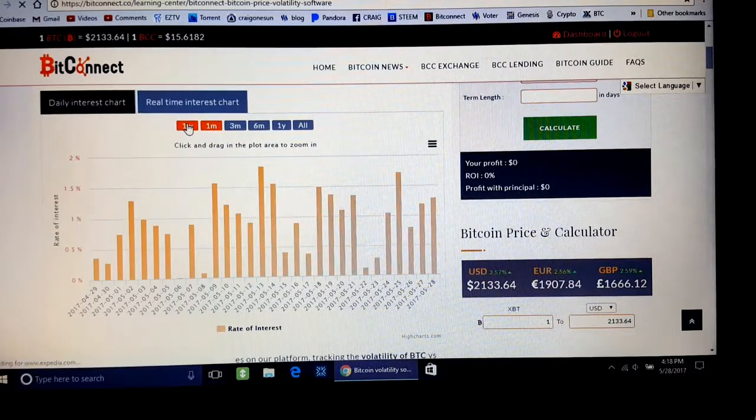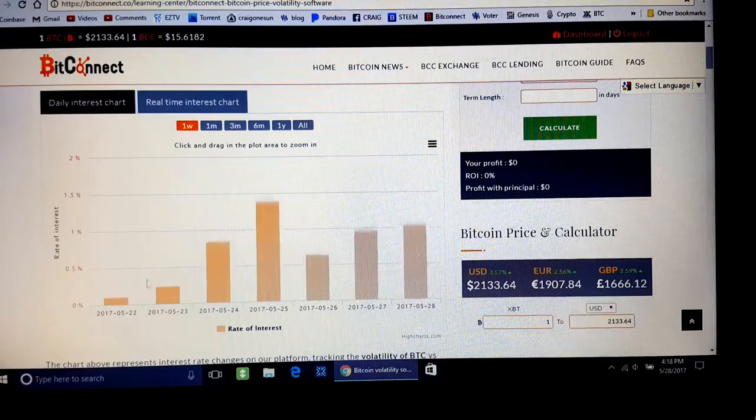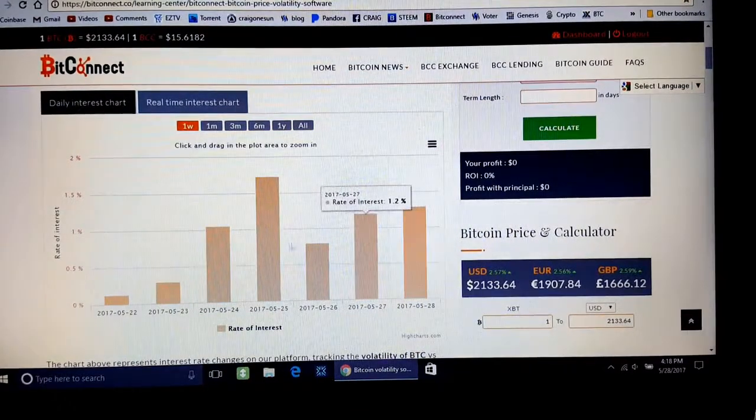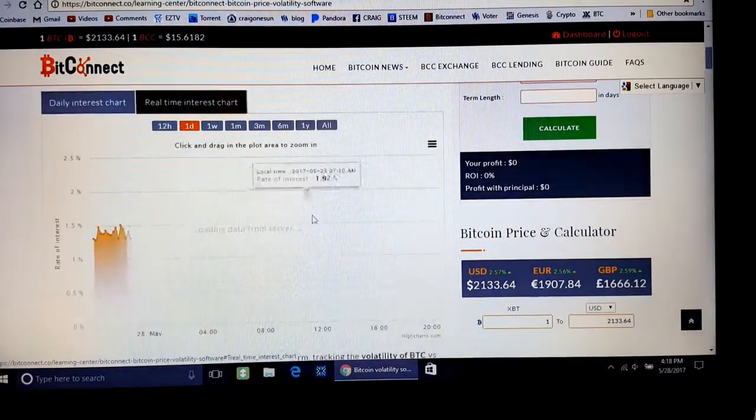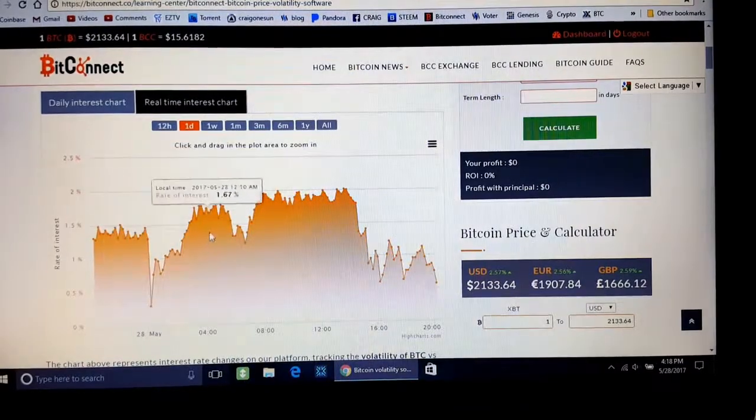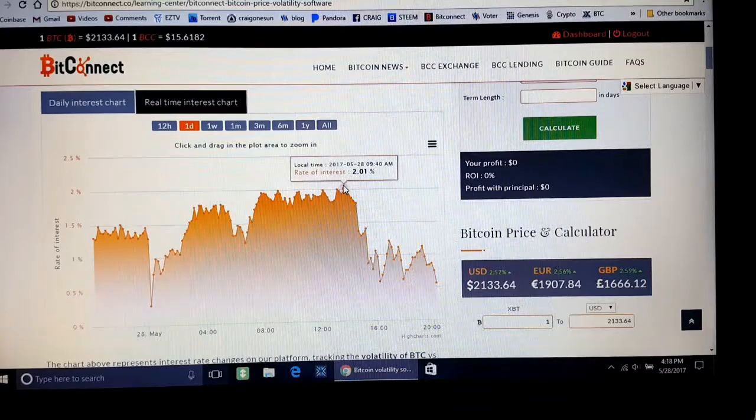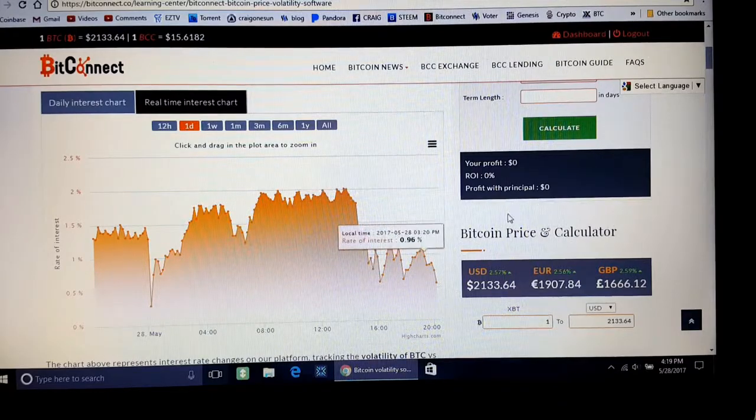You have 1 week, that's for a month. This is for a week, right? 1.29. And then you also have the real-time chart that shows the trading bot right now in real time what kind of interest payments. Look, it went up to 0.2 here. That's pretty high, 0.201. I actually haven't seen it that high, so that's pretty good. The bot is getting smarter.